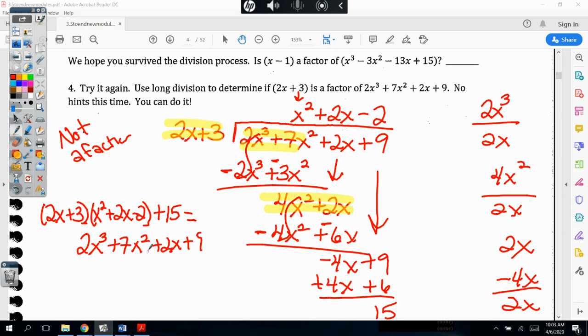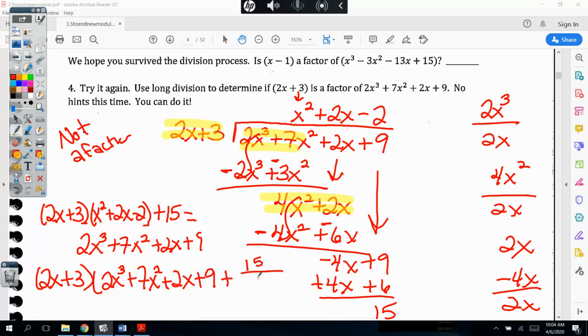Okay? The other way you could do it is you could write it as a fraction. 2x plus 3 times x squared plus 2x minus 2 plus 15 over, what did we divide by? The 2x plus 3. That could equal the 2x cubed plus 7x squared plus 2x plus 9.